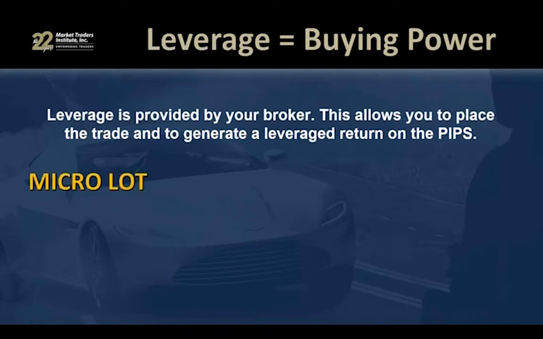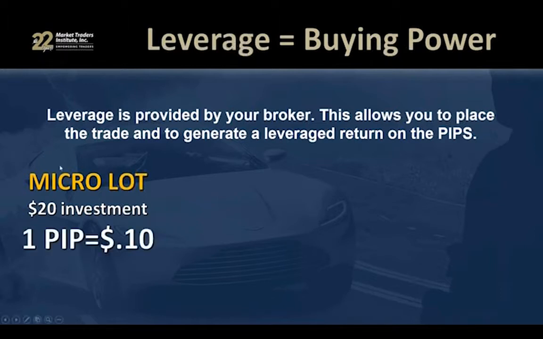There are 3 basic lot sizes. You have what's called a micro lot. Now, a micro lot is about a $20 investment from your trading account. Your broker is going to lend you this investment size, allow you to place the trade and to generate the pips. In this case with a micro lot trade, each pip is worth 10 cents. So those 100 pips would be worth about $10 if you're trading a micro lot. Now, we refer to a micro lot basically as crawling. When you get into the markets, you're not simply going to jump in and start running, you start off crawling in the market.